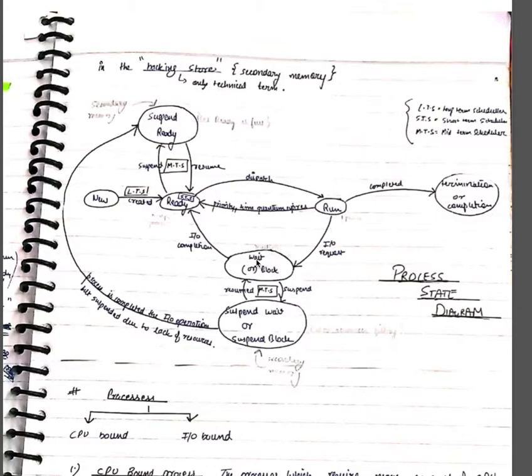Now what are these states here? Suspended ready, suspended wait. Now in an ideal world, resources are infinite, but this is not an ideal world, right?